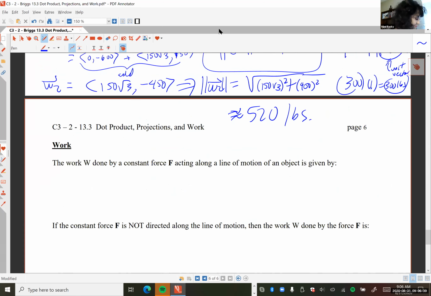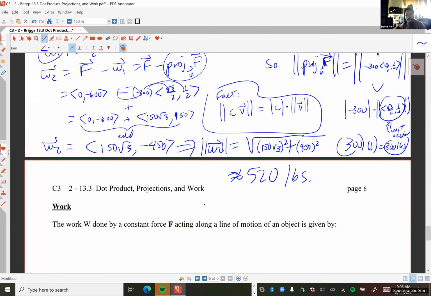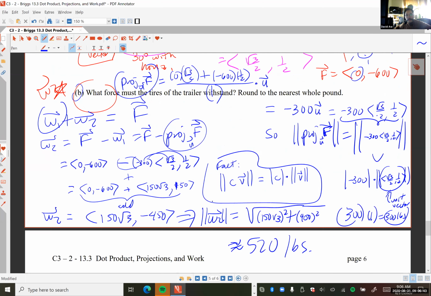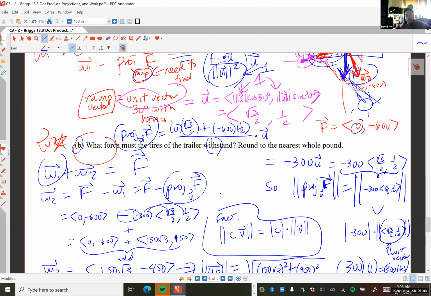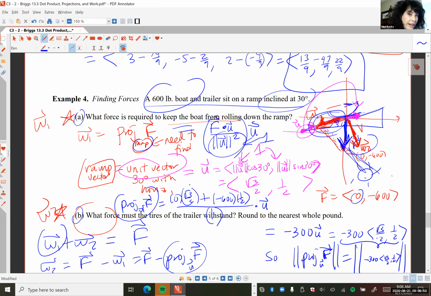Okay, let's do work. Oh, Professor, I have a really bad question actually. Does the arrow above a variable refer to the component or the magnitude? No, the arrow means it's a vector. Okay, so as opposed to being a scalar. That's it.